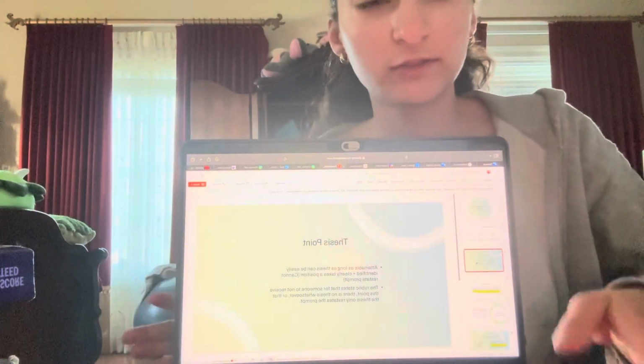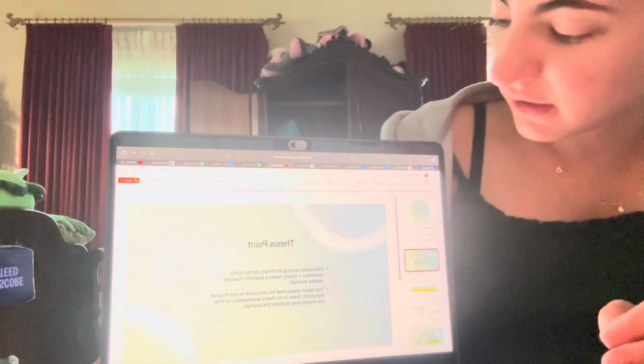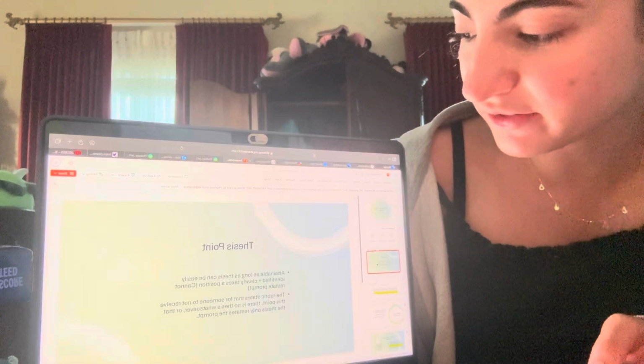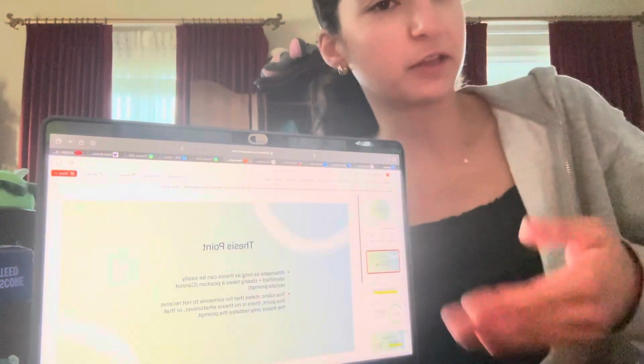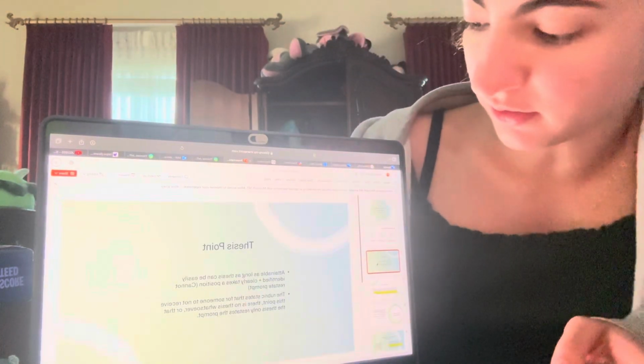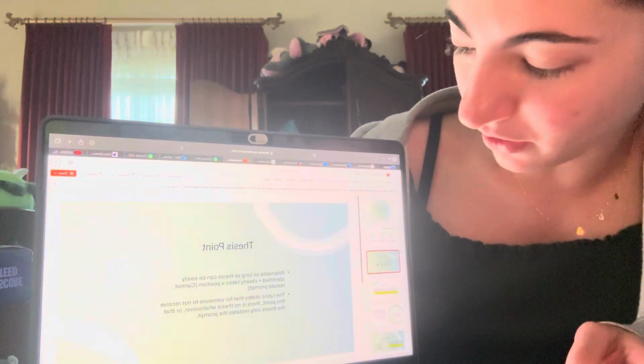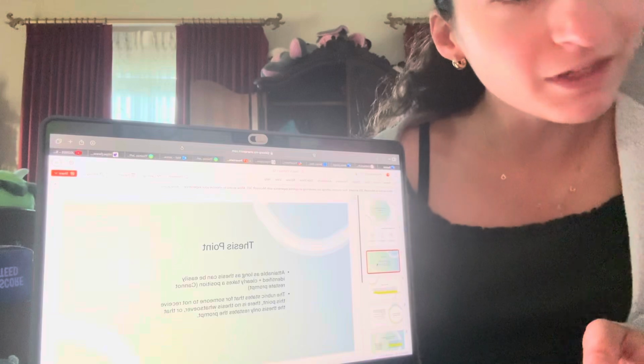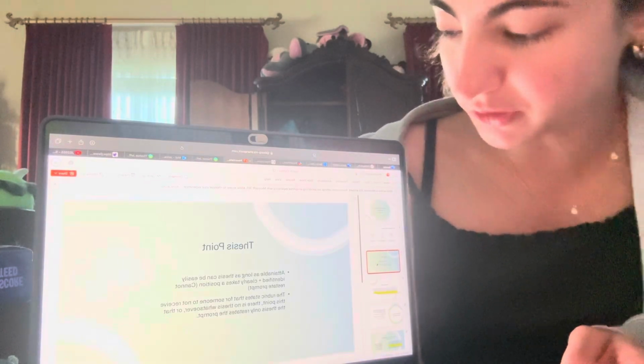Starting off with the thesis point, what exactly is it? It's attainable as long as the thesis can be easily identified and clearly takes a position. It can't restate the prompt. The rubric states that for someone to not receive this point, there is no thesis whatsoever, or the thesis only restates the prompt.